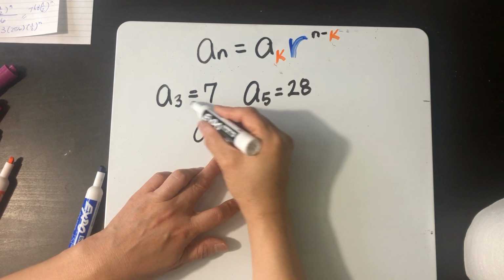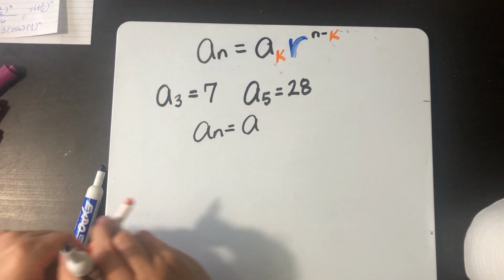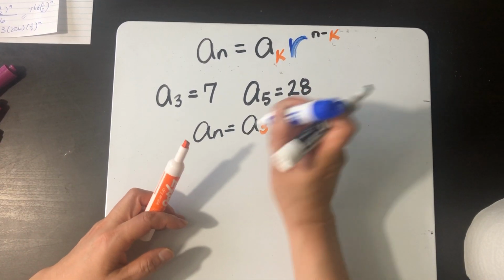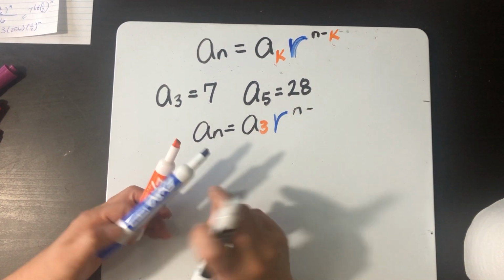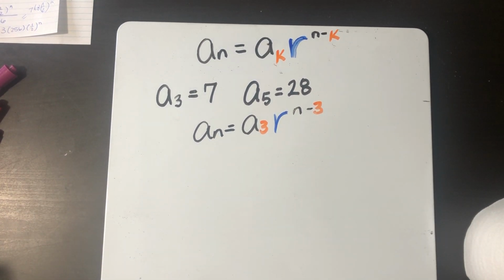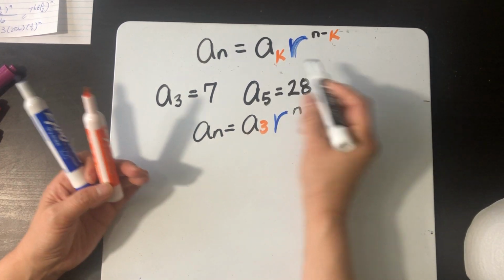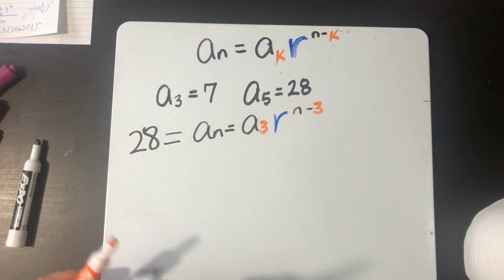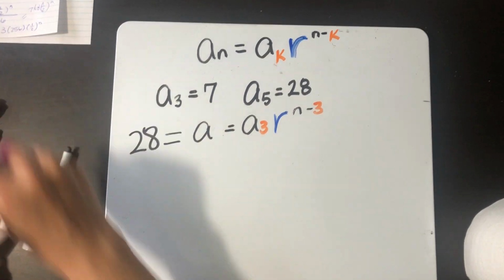An is the first term, which is this one, right? A3 times r, and I don't know what that n is, but n minus k is 3 in this case. Okay, so let's find out what A5 is. What we already know is A5 is 28. It's already 28, so we're going to write A5.